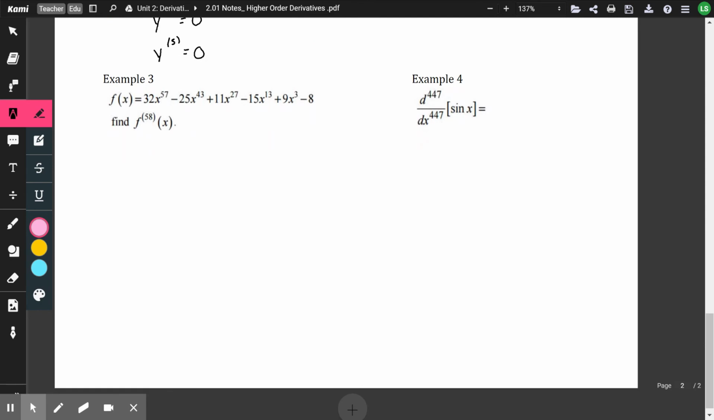So take some time to look at example 3 and example 4. In example 3, we're trying to take the 58th derivative in terms of x. And for example 4, we're trying to take the 447th derivative of sine of x. See if you can reason your way as to what this has to be without actually calculating all of those individual derivatives.